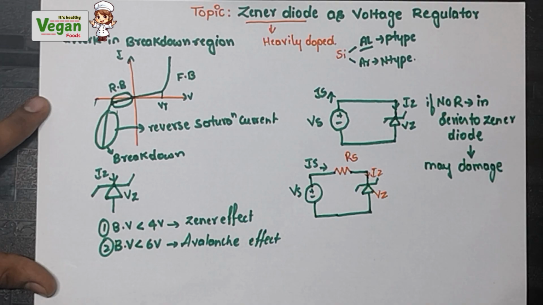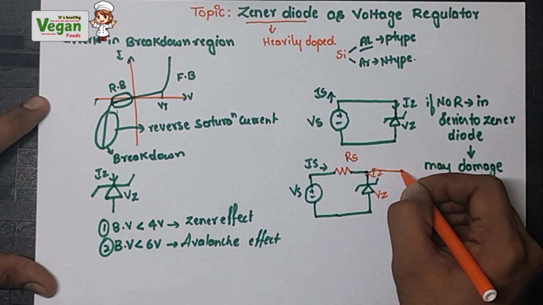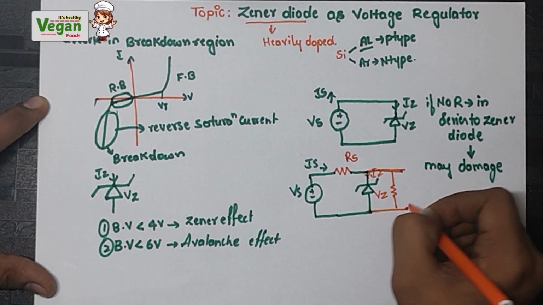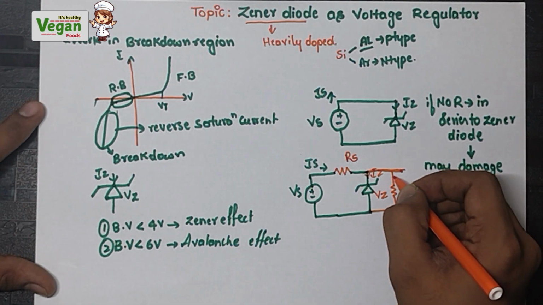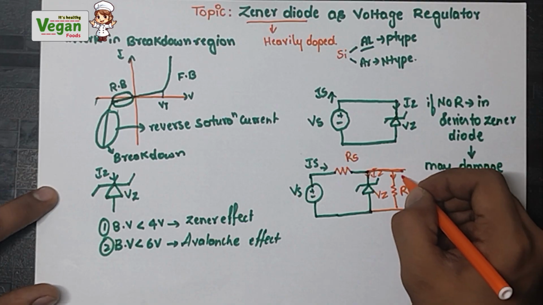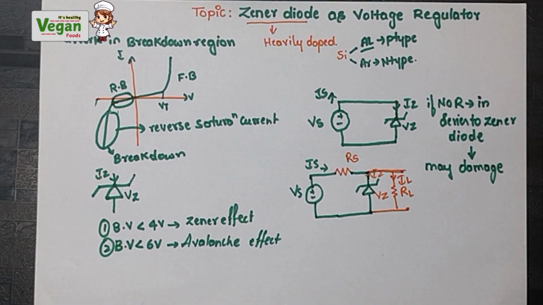Now let's add a load resistance in parallel to this Zener diode. The resistance is the load resistance, and the current flowing through it will be IL. IL means load resistance current.